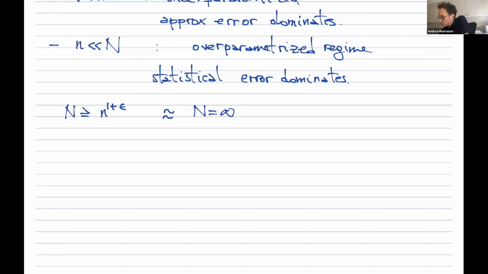This is kernel regression with respect to... Andrea, we can't see your screen. Oh, I mean, it's frozen. Sorry. This is something that happened to me.